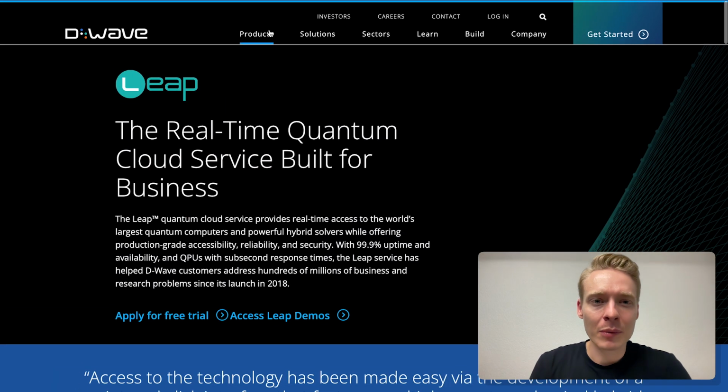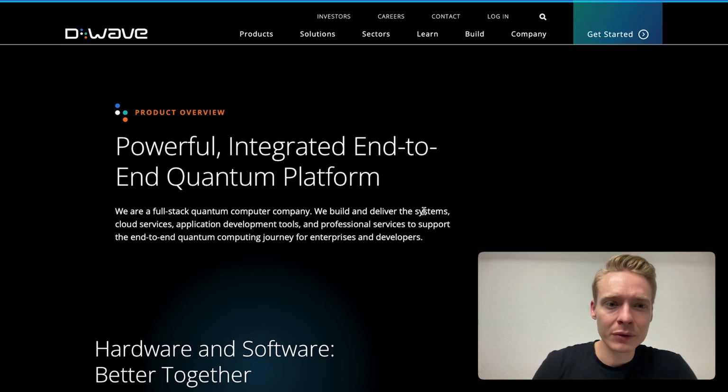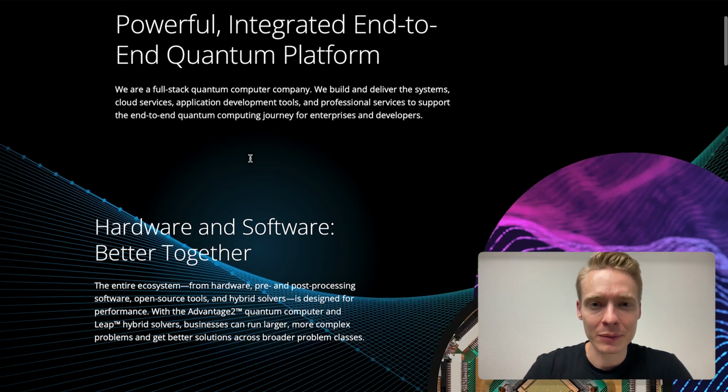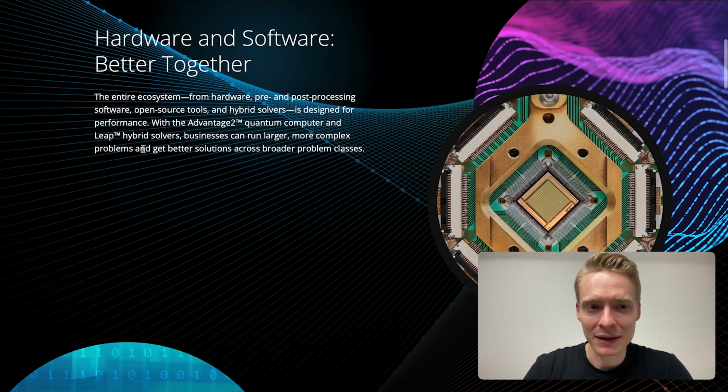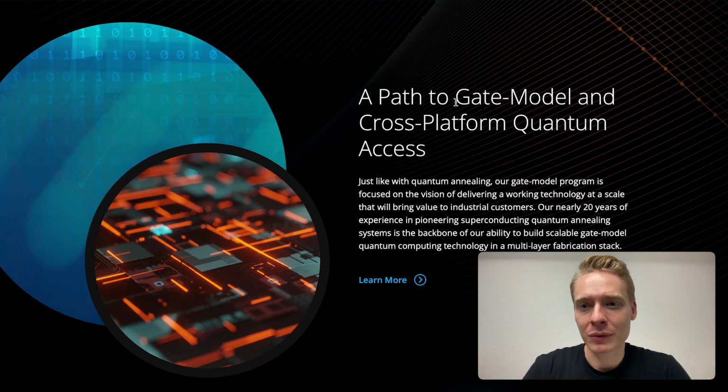Let's hop on to the next one, which is the product overview. So powerful integrated end-to-end quantum platform, hardware and software better together, the entire ecosystem from hardware, pre- and post-processing software, open source tools, and hybrid solvers is designed for performance. With the Advantage2 quantum computer and Leap hybrid solvers, businesses can run larger, more complex problems and get better solutions across broader problem classes. A path to gate model and cross-platform quantum access.